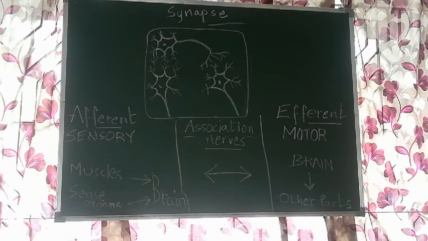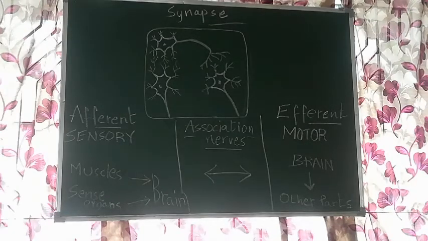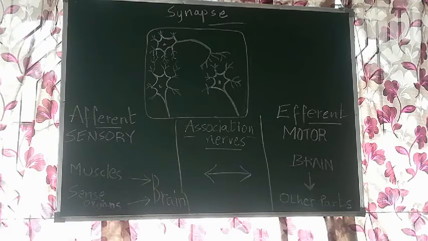Now let us see what efferent neurons are. It starts with the alphabet E. Efferent neurons come from the brain and are carried to all the other parts of the body. Here the information is carried away from the brain. Afferent is taking towards the brain, efferent is going away from the brain to all the other parts of the body.